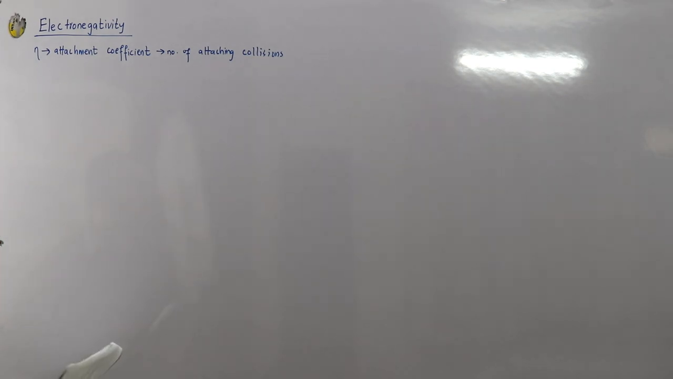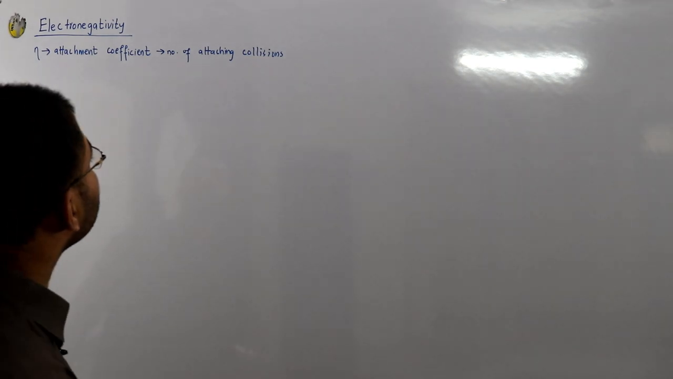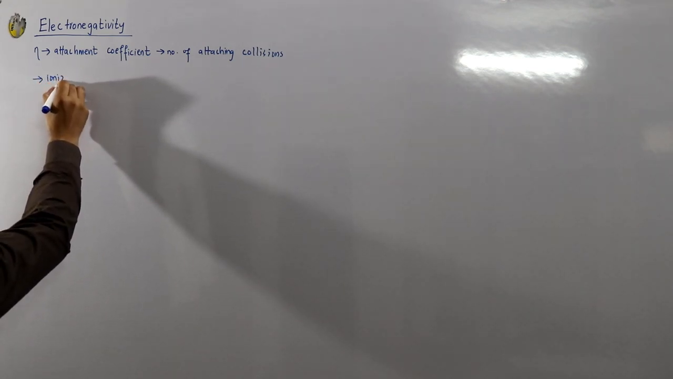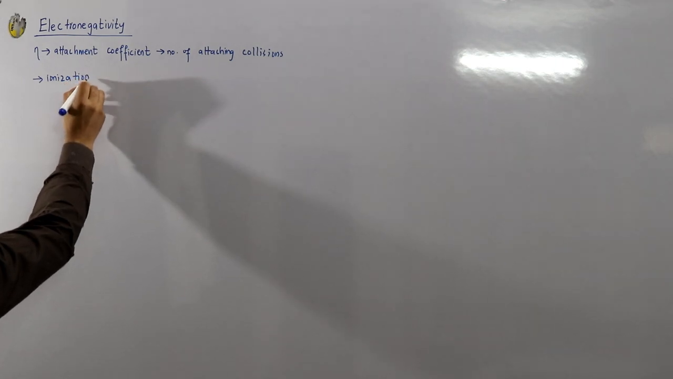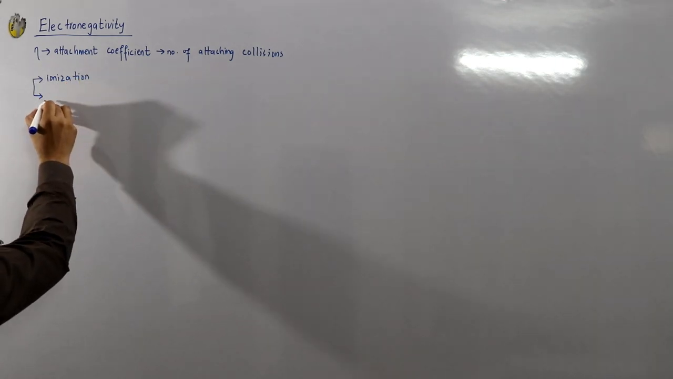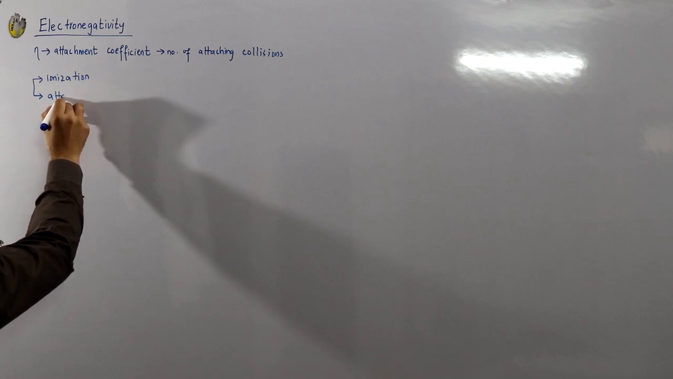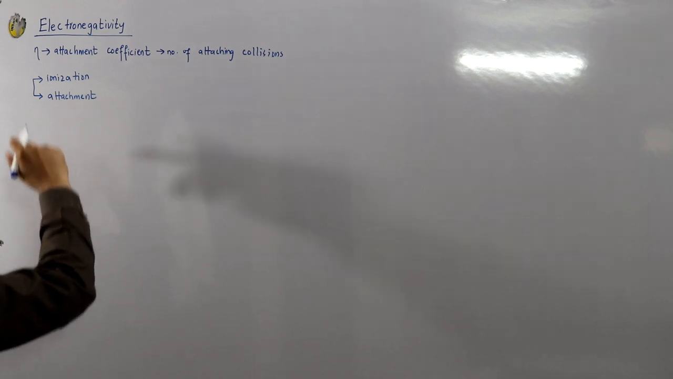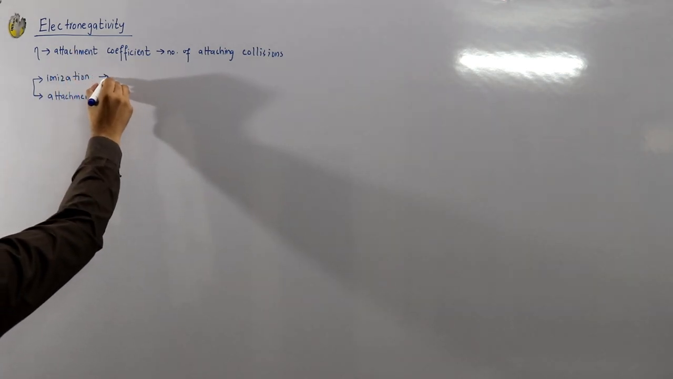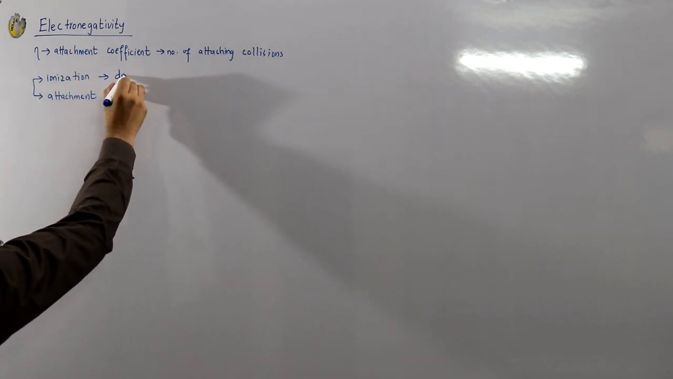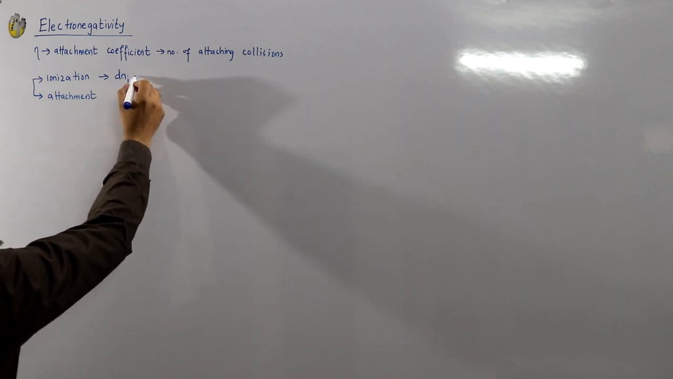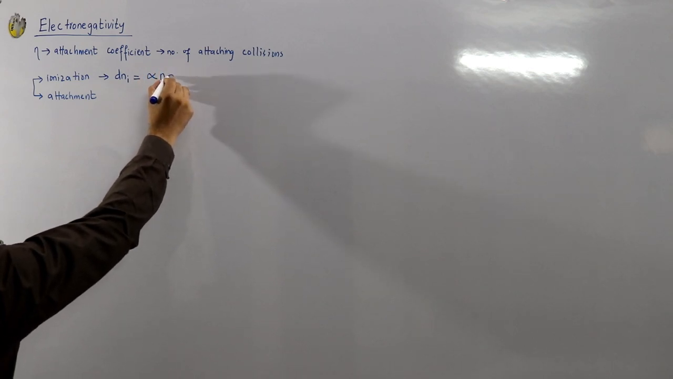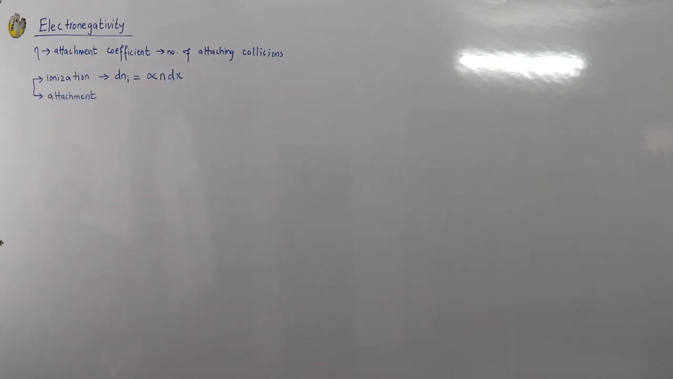With the introduction of an electronegative gas, now you have got two processes. Number one is the ionization process, which will happen. And the second one that you have now introduced by electronegativity is the attachment process. The ionization charges are represented by dn_i, which is equal to alpha times the number of total charges n times dx in the metallic strip that we talked about.